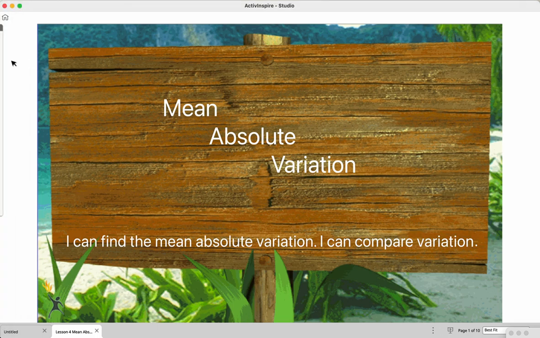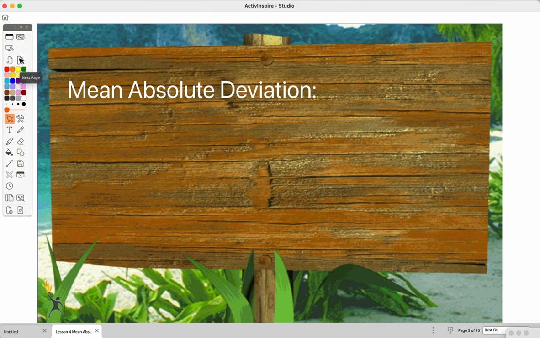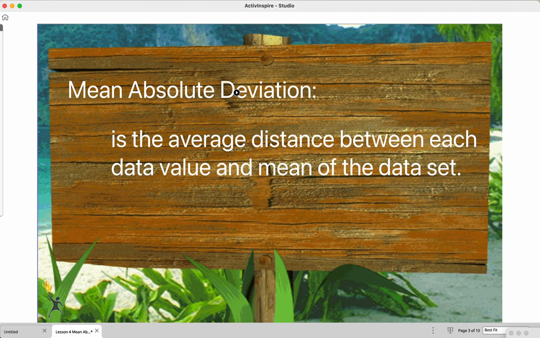So I'm going to skip over the review real quick and take a look at this mean absolute deviation. That's really what it's called. So it's the average distance between each data value and the mean of the data set. So what that's really saying, if we're talking about an idea down here, we've got the mean. Let me switch to a different color real fast.